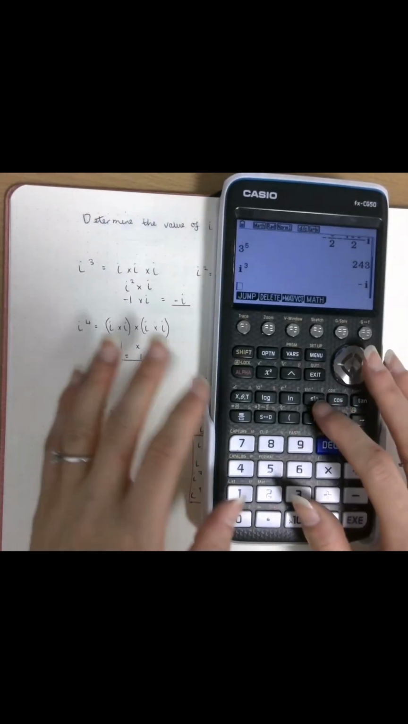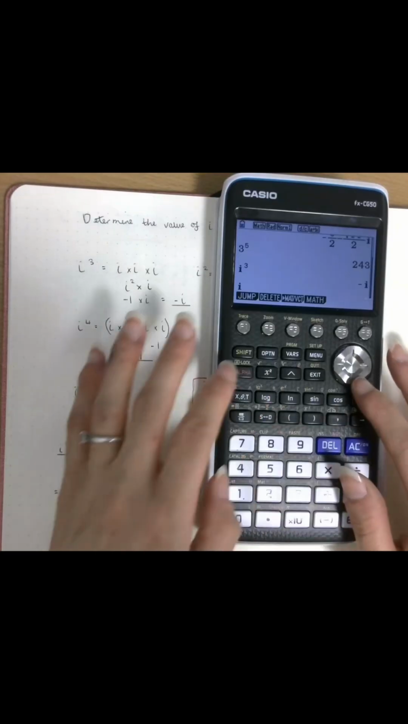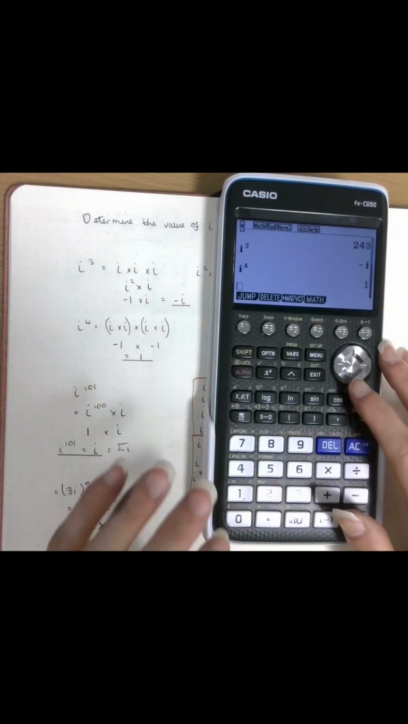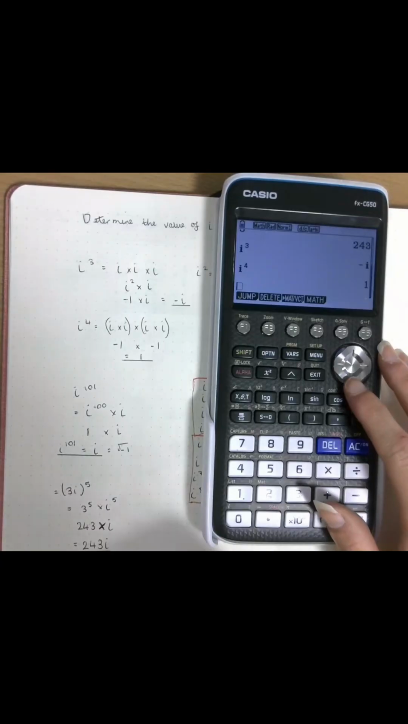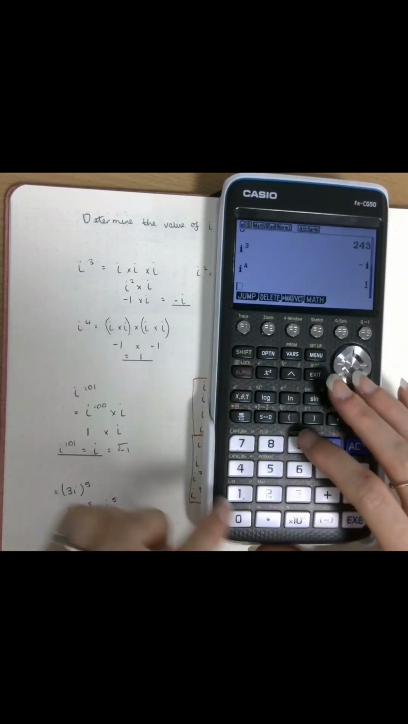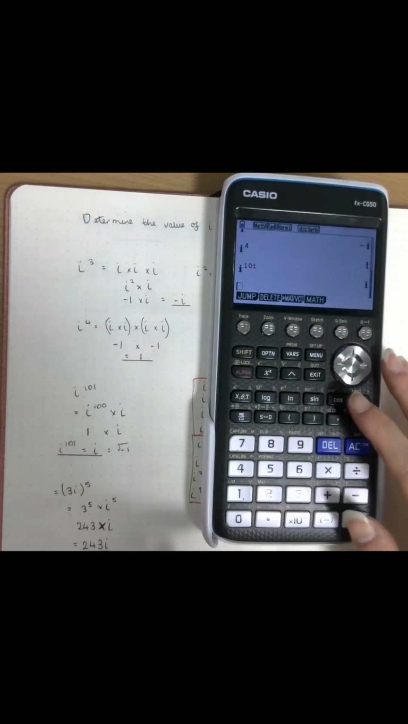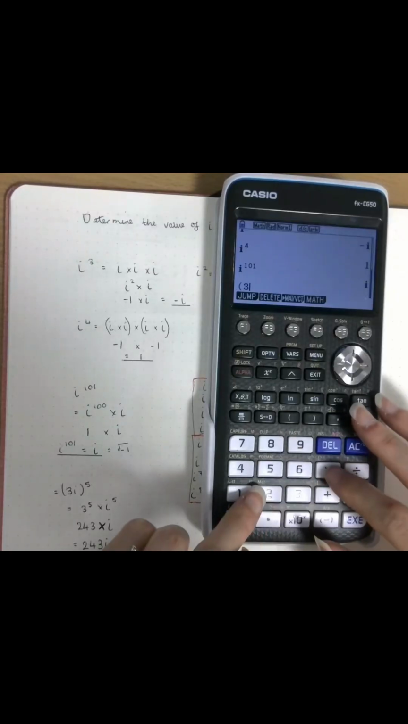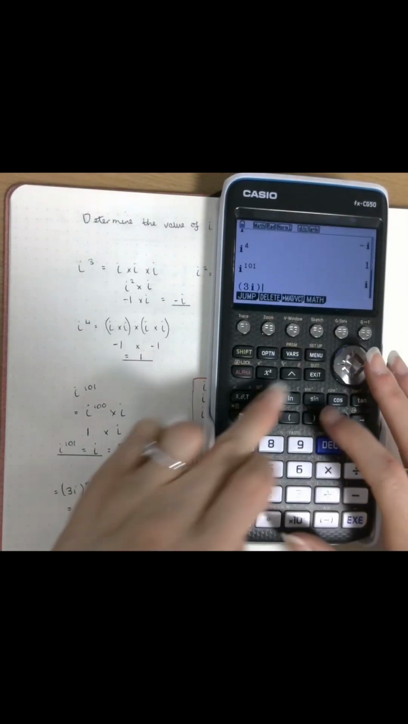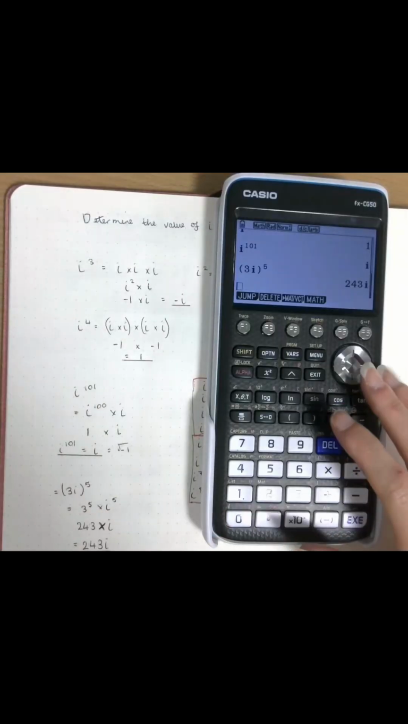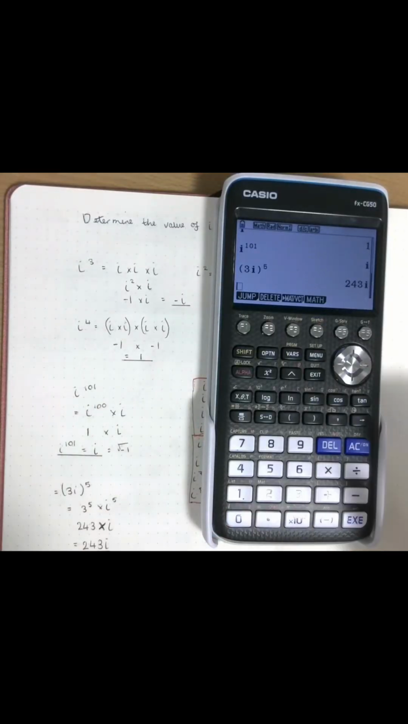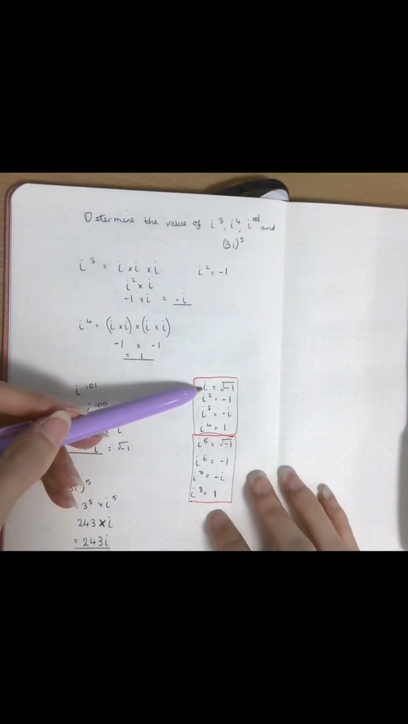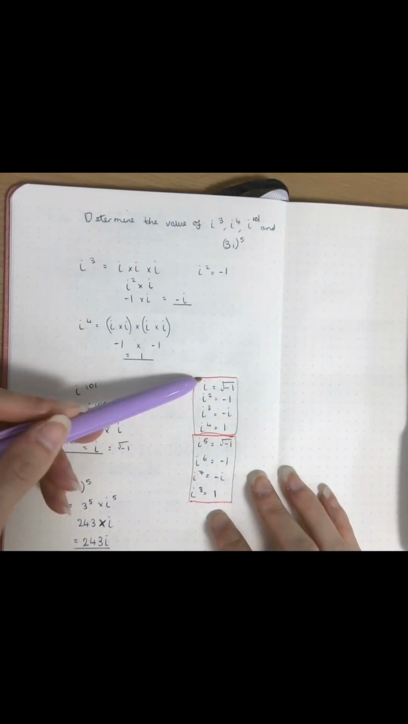Let's do i to the power of 4, which should just give us 1. Let's do i to the power of 101. We get i, and let's do 3i to the power of 5. We get 243i. So you can do this on your calculator as well, but it is also important that you understand that, especially the repetition of the power of 4 with i.